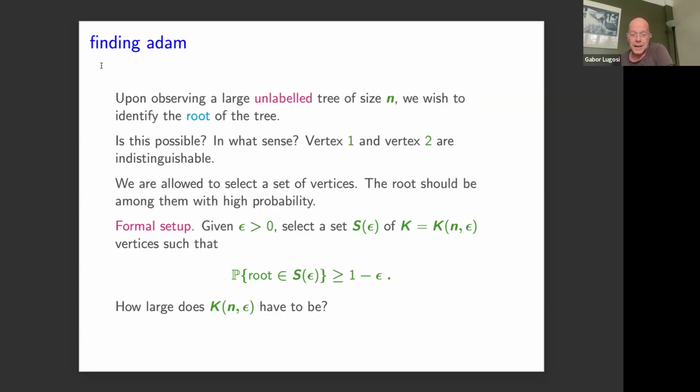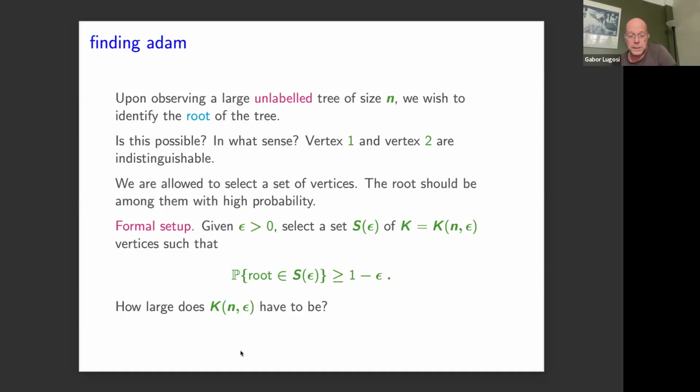And the reasonable model is that we would like to construct a so-called confidence set. Upon observing this ginormous tree, the statistician is allowed to select a set, let's call it S of epsilon, of size k, k vertices, such that the statistician would like to guarantee that the root is in this set with high probability. How high? Well, this is the parameter of the problem. Epsilon is the probability of error, and we would like to make sure that the root is in the set that we choose.